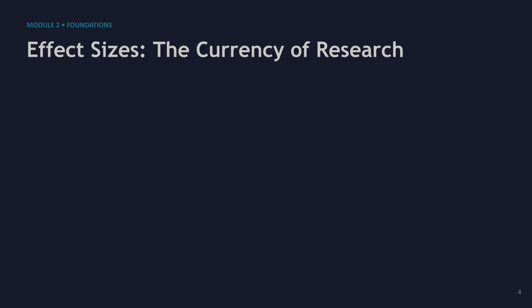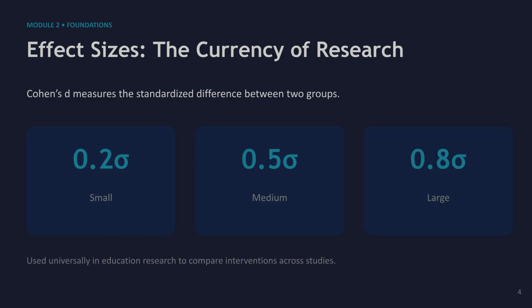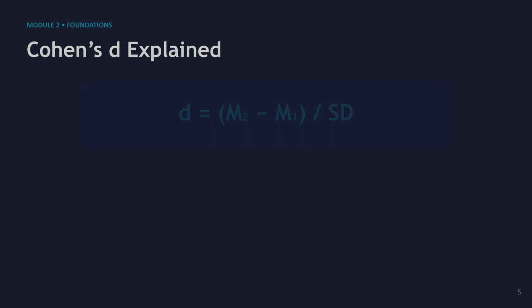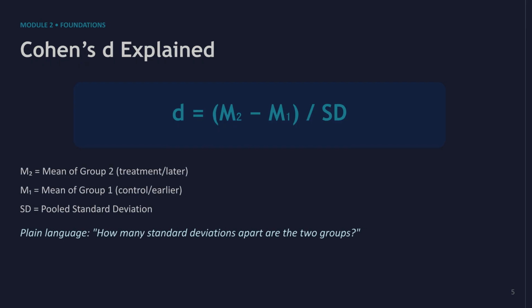Effect sizes are categorized as small at 0.2 sigma, medium at 0.5 sigma, and large at 0.8 sigma, and are used to compare interventions across studies. Cohen's d is calculated by dividing the difference in means between two groups by the pooled standard deviation. In plain language, it answers the question: how many standard deviations apart are the two groups?